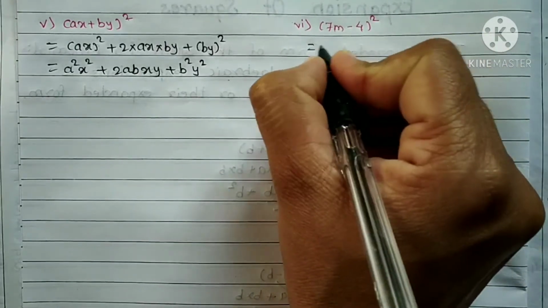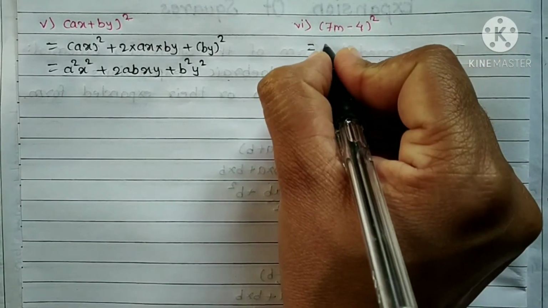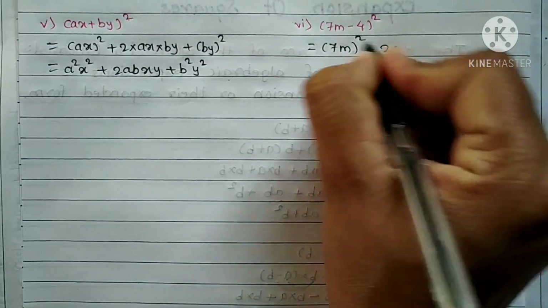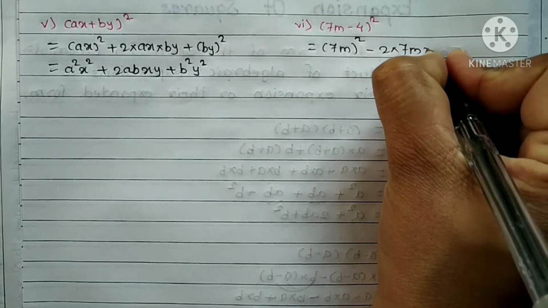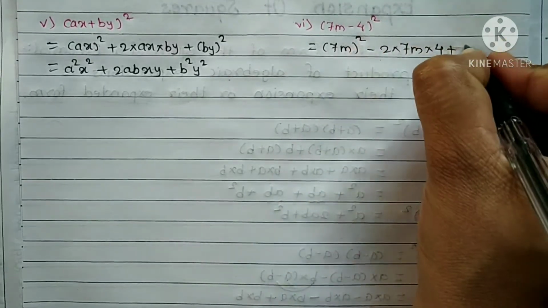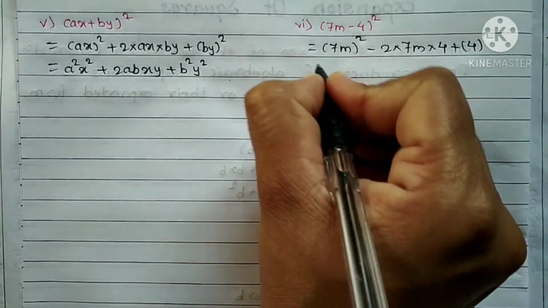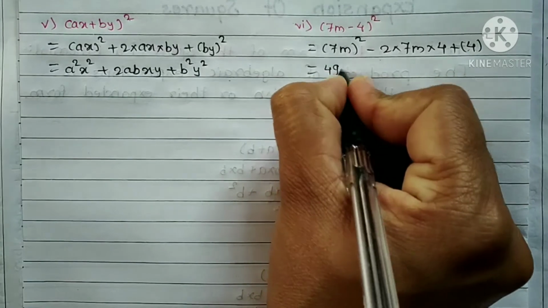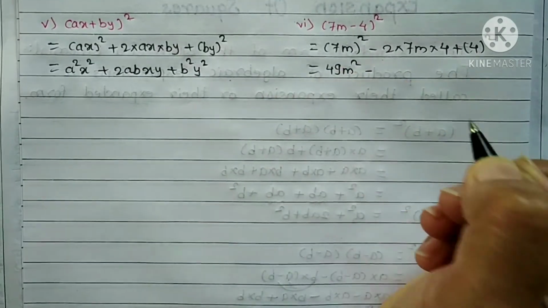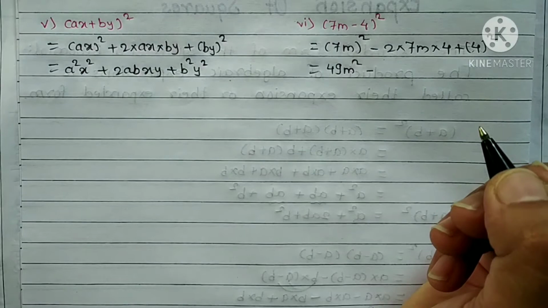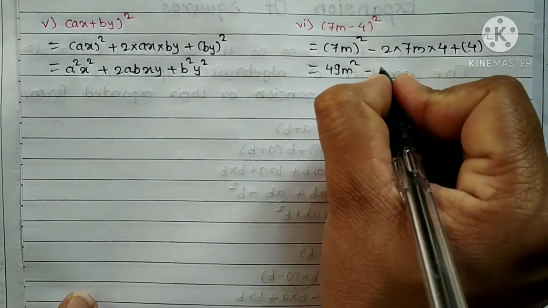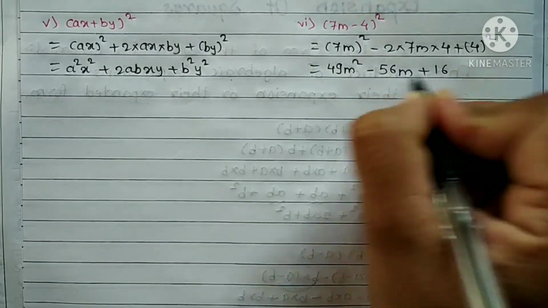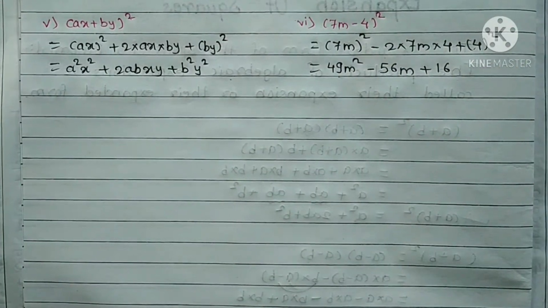So see here the expansion of (7m minus 4) bracket square. A square, that is (7m) square, minus 2 into ab, that is 7m into 4, plus b square, that is 4 square. Now (7m) square means 7 square into m square. 7 square is 49 into m square, minus 2 into 7 into 4, that is 56m, plus 4 square, that is 16. This is the answer.